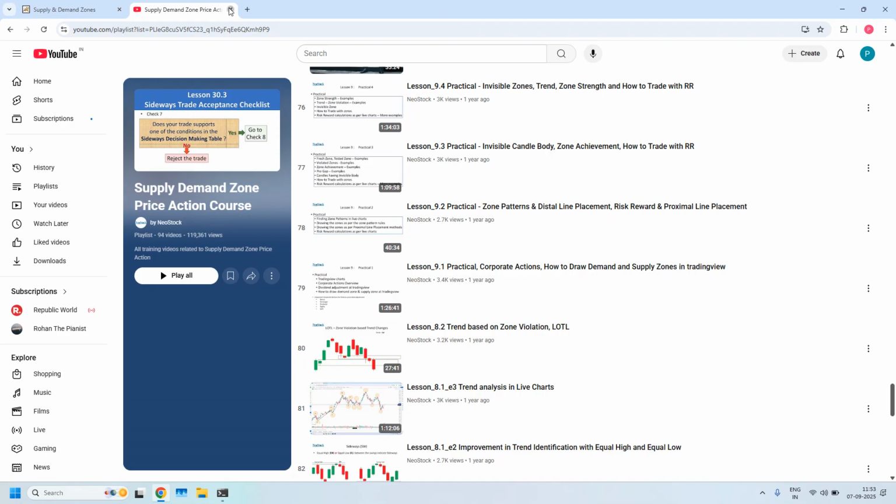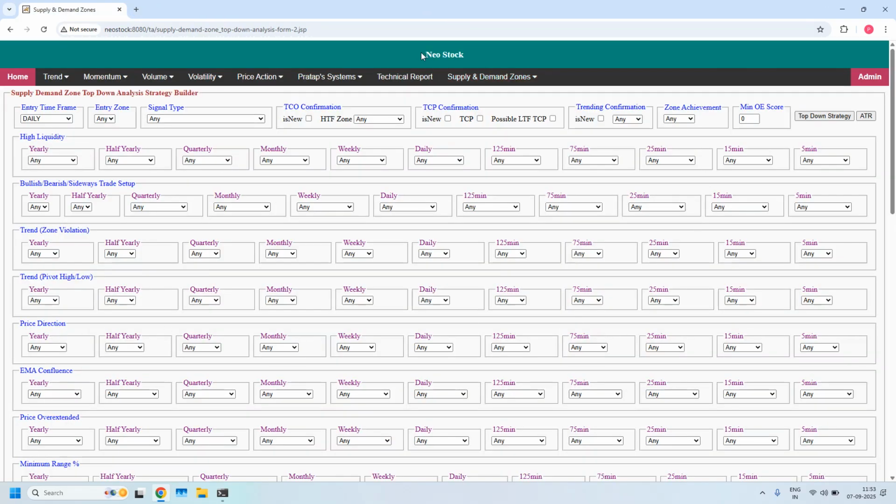Okay, now I am going to generate different supply demand zone reports with the help of NeoStock Software's supply demand zone top-down analysis strategy builder. First, I am going to find the stocks near daily and 75 minutes demand and supply zones, so that from those reports I can identify high priority, high liquidity zones. And those high priority, high liquidity zones can be used for the high liquidity zone strategy that I explained in the lesson 21.3.1 video.